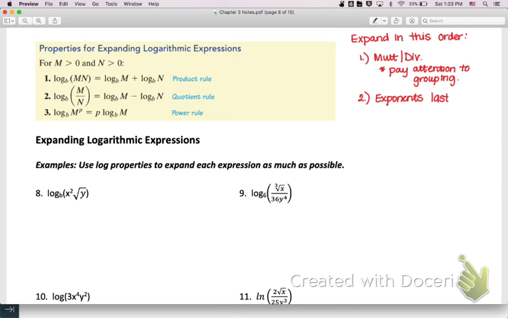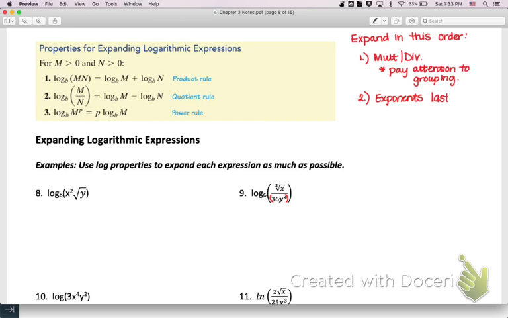All right, we're always going to start by expanding multiplication or division. Now pay attention to grouping, okay? So like if you look at number 9, we're going to have to do division before multiplication here because that fraction bar has got all this stuff in the bottom grouped together. So that's what I mean about pay attention to grouping. Always do your exponents last, okay?